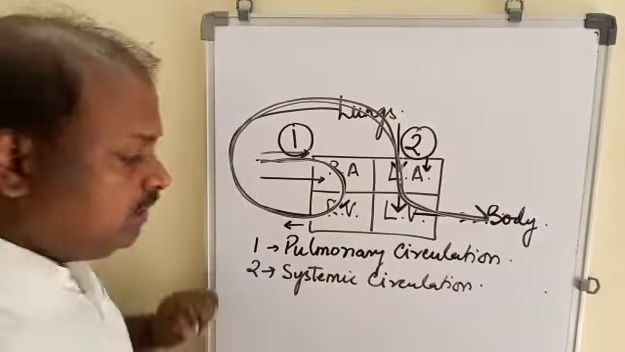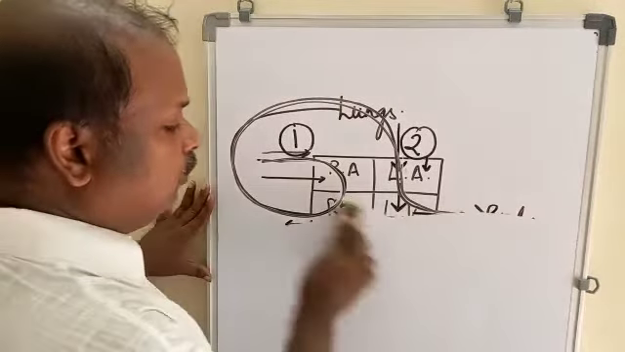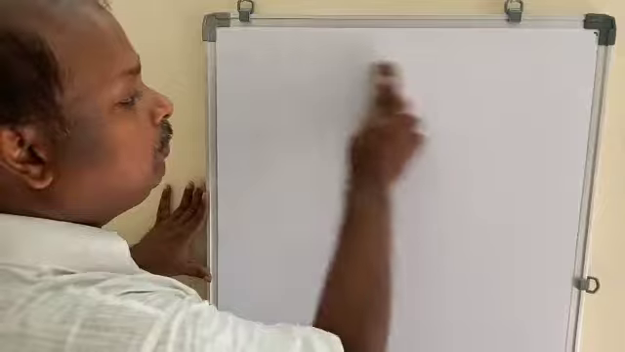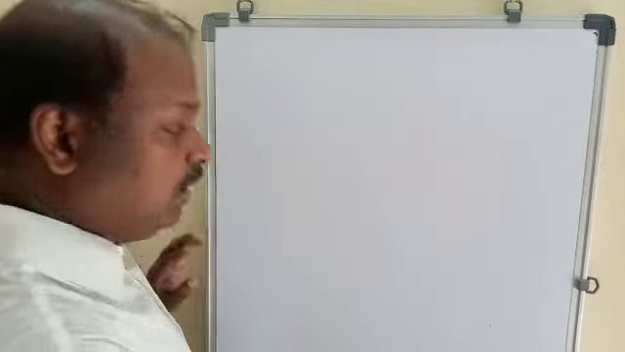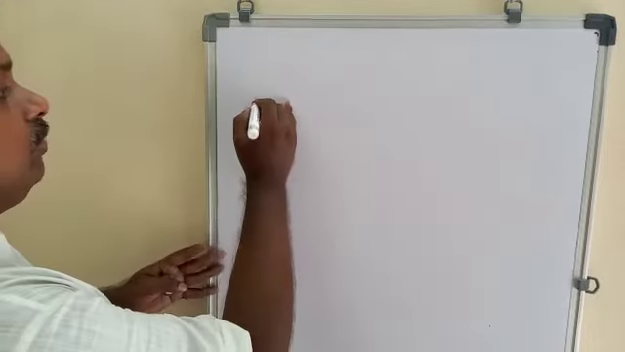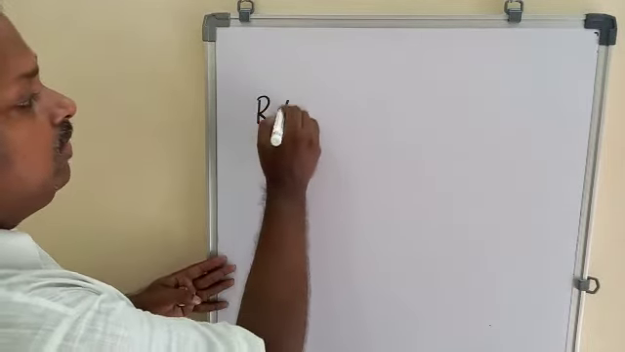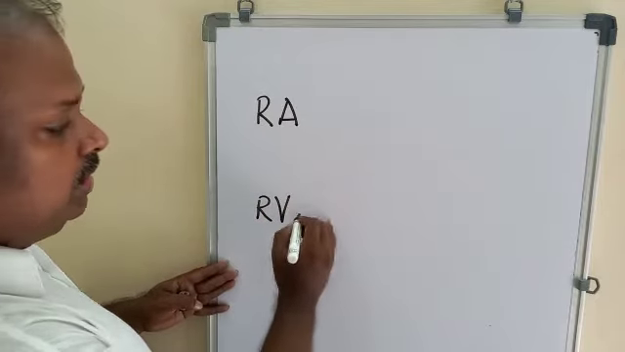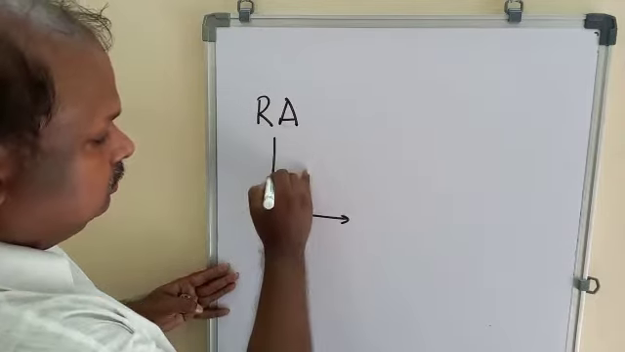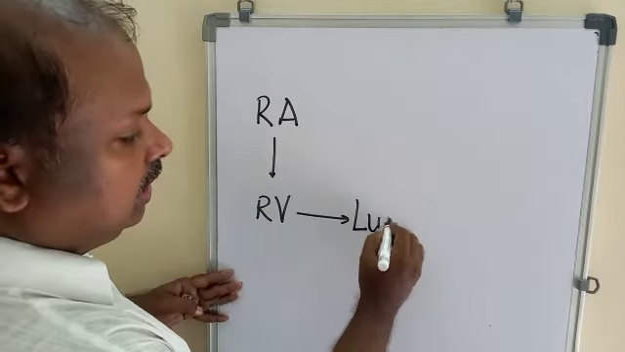Now we move to the very next part, and here we are going to discuss the pulmonary and systemic circulation. So here we have right auricle, right ventricle, then here we have lungs.